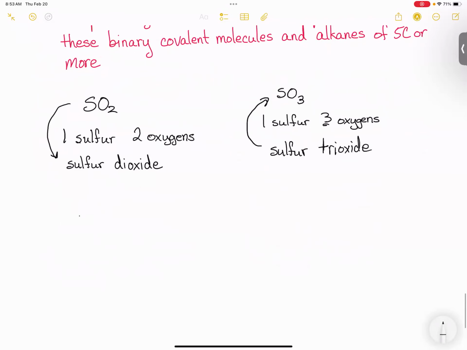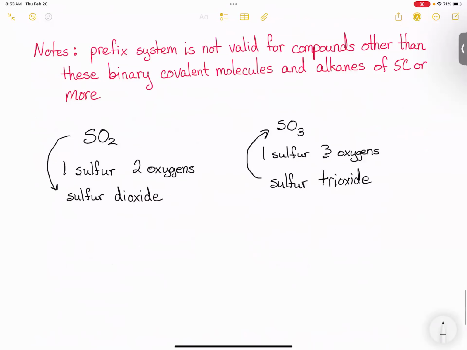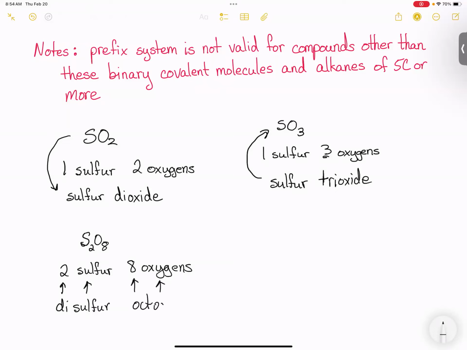I gave you S2O8. That is 2 sulfur, 8 oxygens. So we're going to write it out. 2 is di, sulfur. 8 is octa, oxygen is oxide. So that is disulfur octoxide.